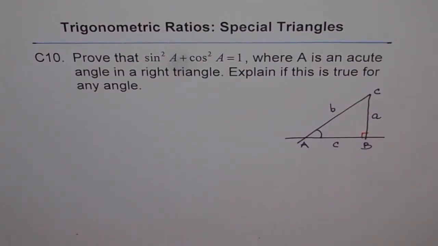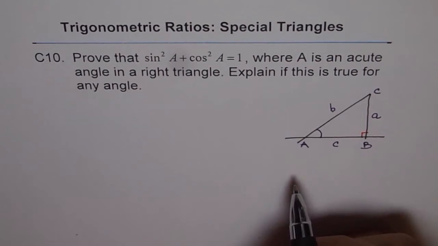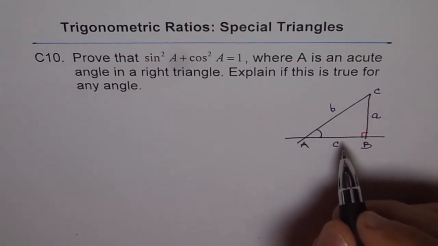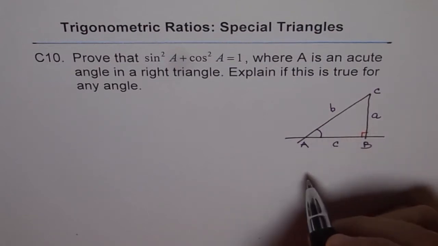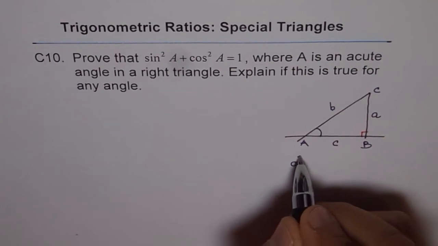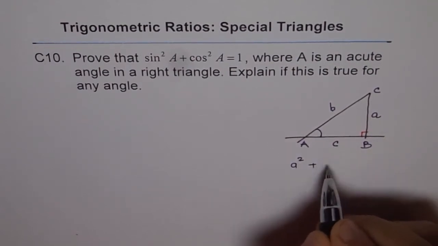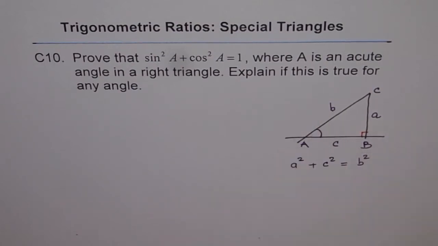Now, from Pythagorean theorem, I hope you remember, in a right triangle, what is true? Squares of these two sides, if you add them up, you get square of the third side, correct? So we get what? We get a square plus c square, okay, is equal to the big square, b square, okay? That's how it is. So that is Pythagorean theorem.